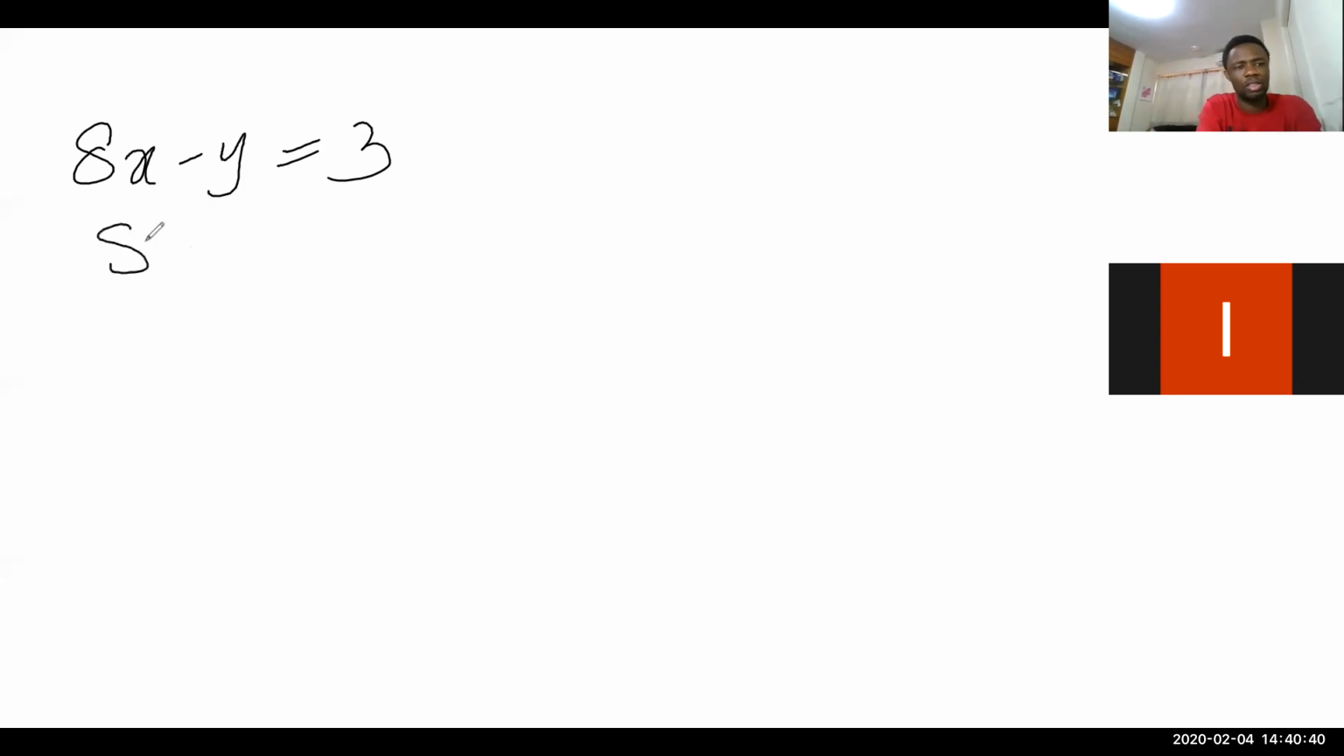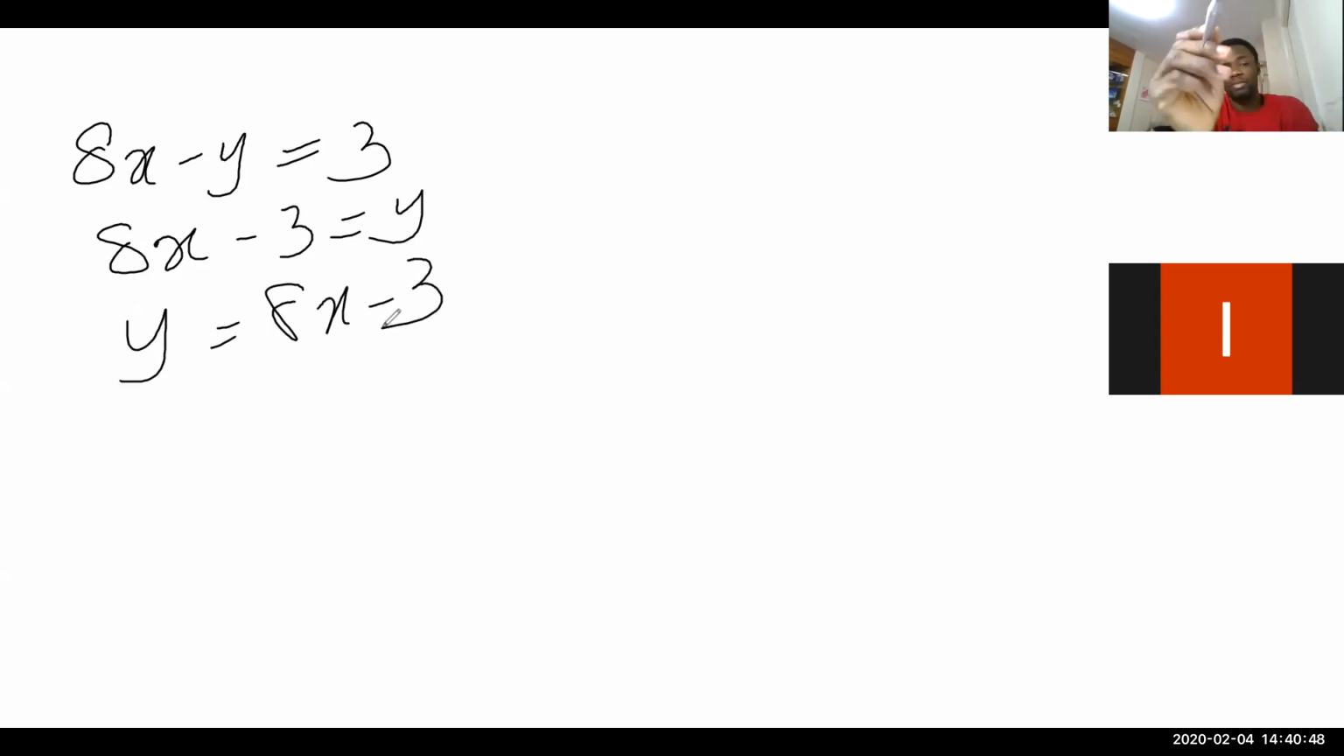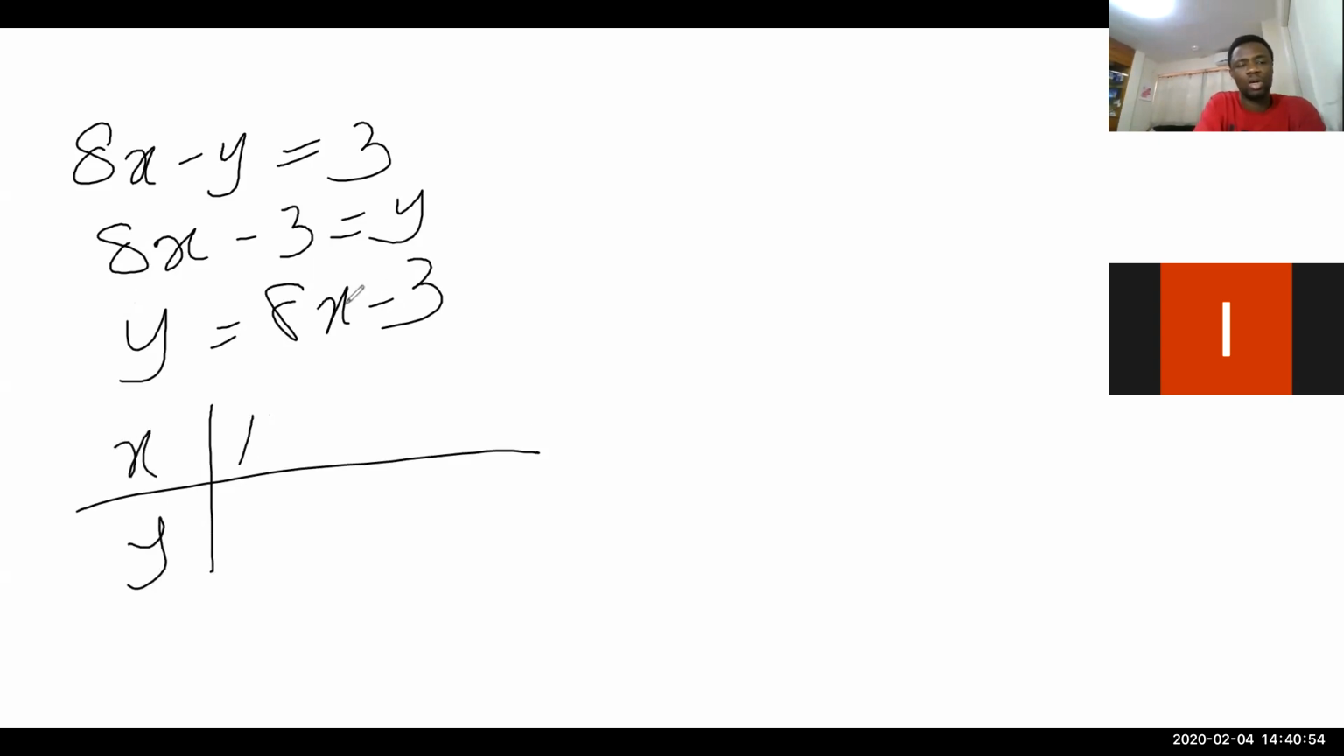Anyway, so basically we have 8x minus y equals 3. Rather than checking which x, y works, you can actually make y the subject. So 8x minus 3 is equal to y, so y is equal to 8x minus 3. It looks like you're trying to plot the graph. So just substitute x. When x is 1, y is 5. When x is 2, this is 16 minus 3, which is 13. When x is 3, 24 minus 3, 21.